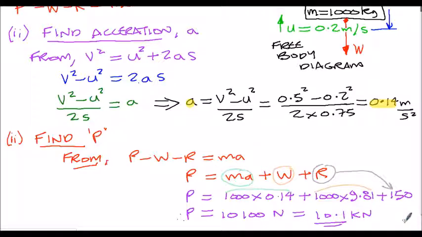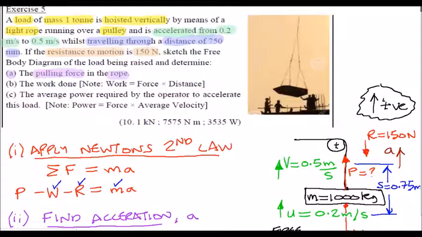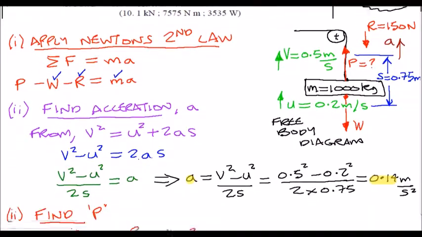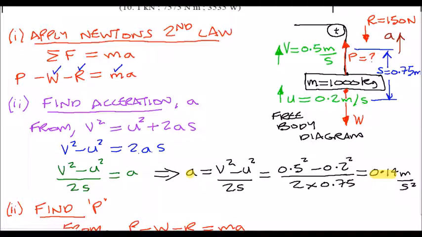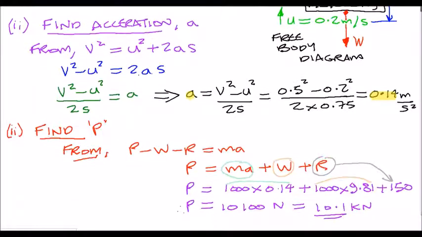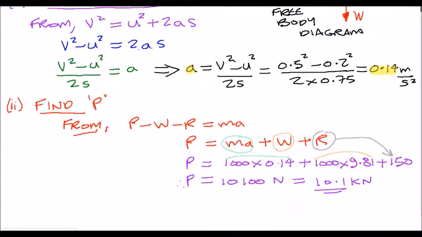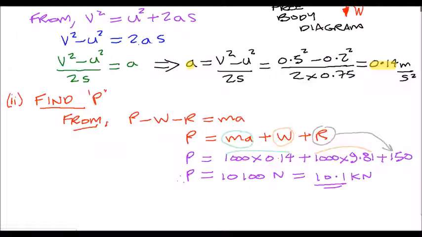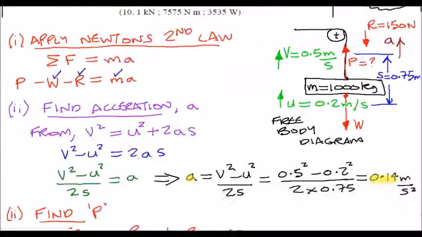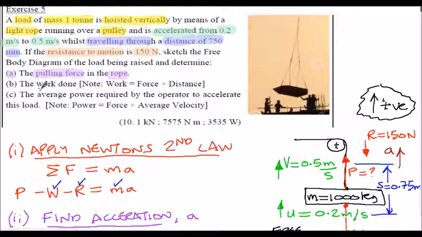Okay, so that's quite a lengthy question for part A. We haven't finished the question actually, but part A is done now. We applied Newton's second law, found we couldn't solve the equation because of two unknowns, then found the acceleration from the equation of motion, and then went back and found the force P. And in part B, it wants us to find what's called the work done.